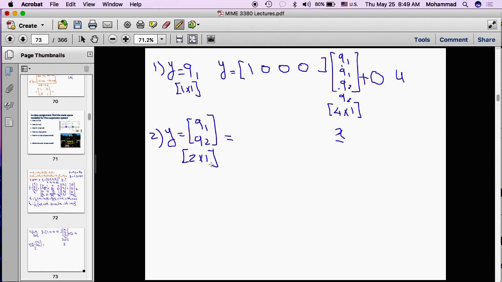2 by 4. And what is the reason for that? Because you multiply them by each other, so that the inner indices disappear and the outer two indices tell us what the dimension is. Yeah, very good. So this is going to be 2 by 4, which means it needs 2 rows and 4 columns. So tell me what the first row should be.